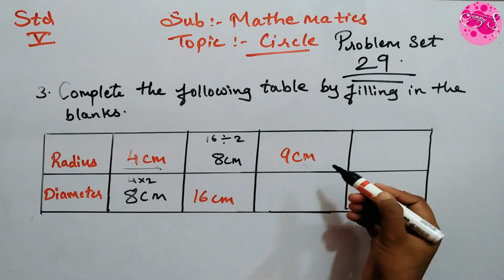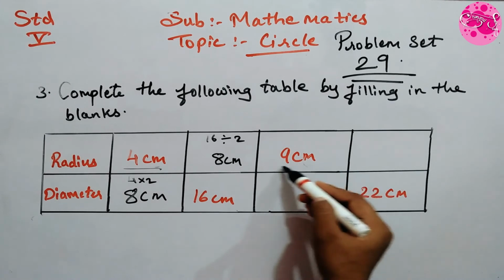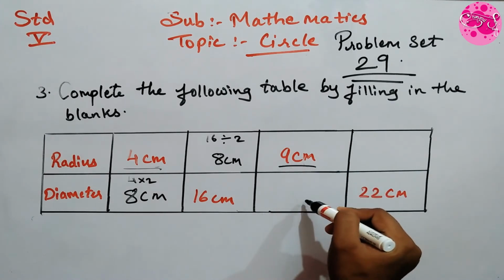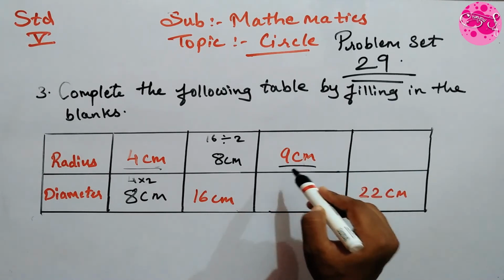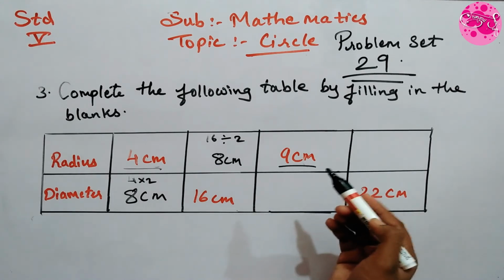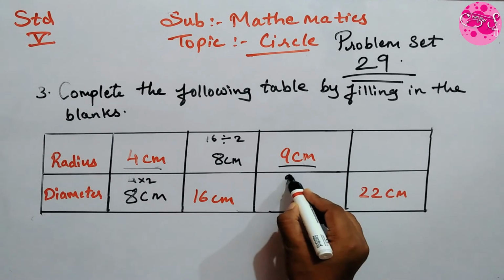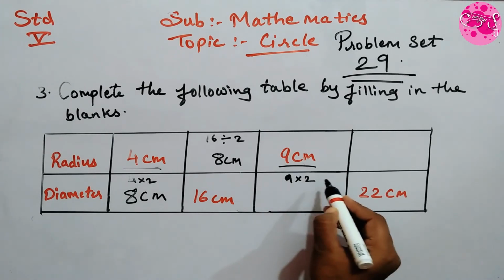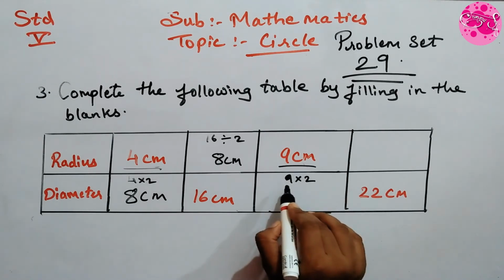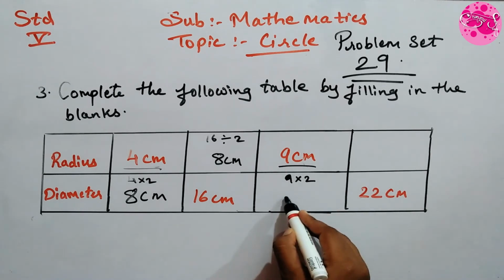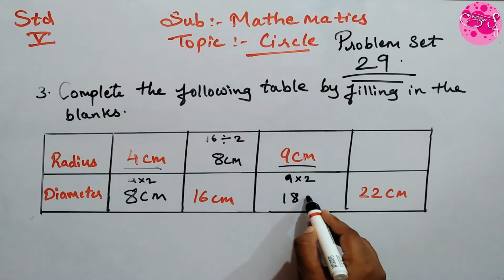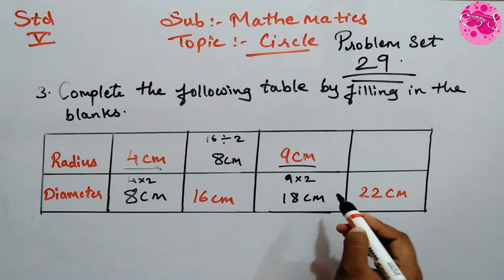Then next is radius 9 centimeter and diameter is not given. So to find out the diameter, we have to multiply 2 with the radius. So 9 2s are 18. So here we have to write the answer 18 centimeter.